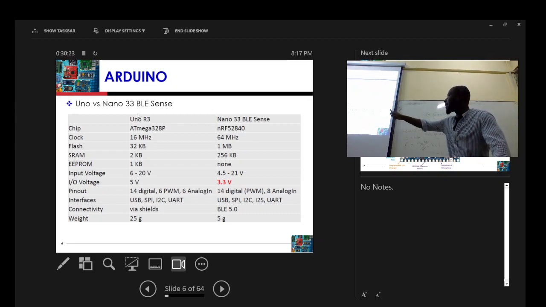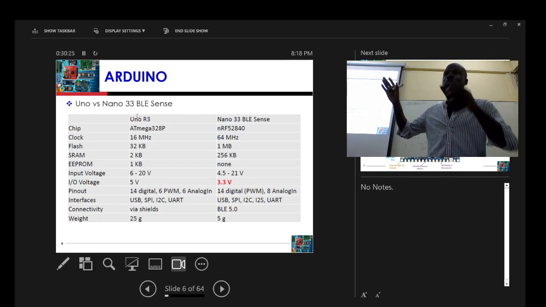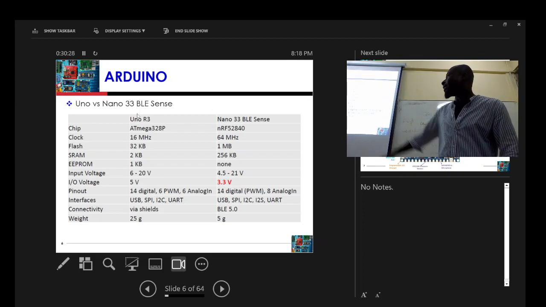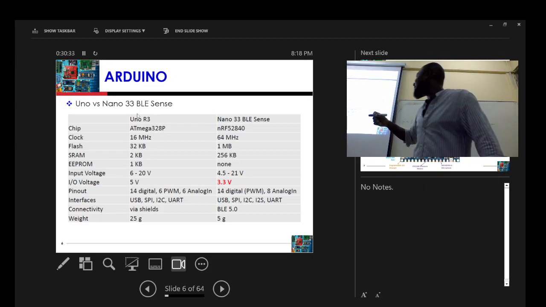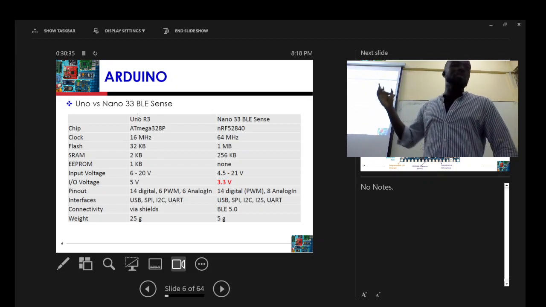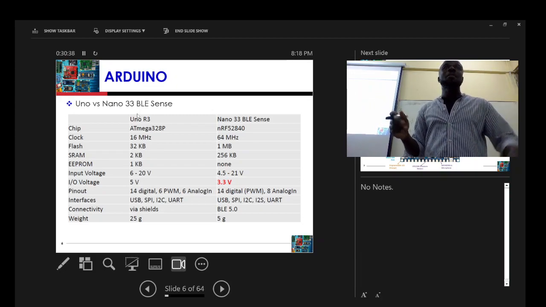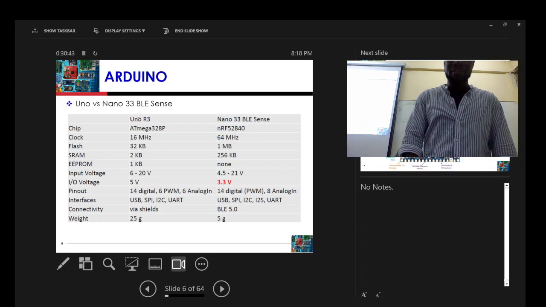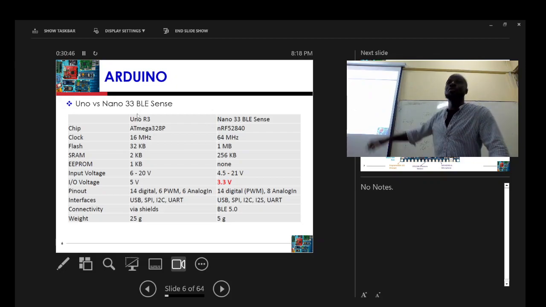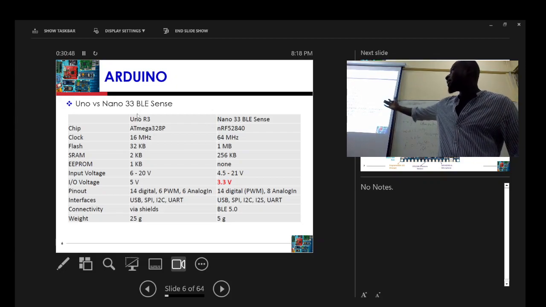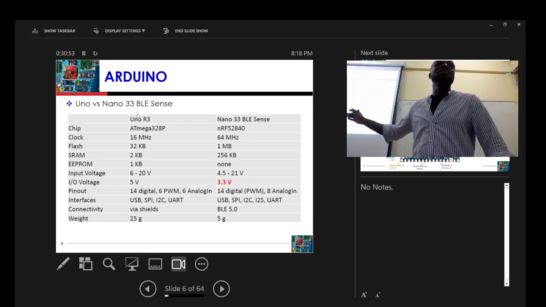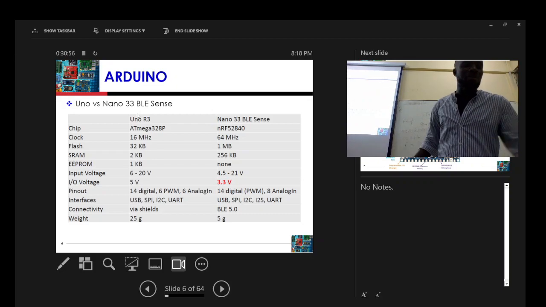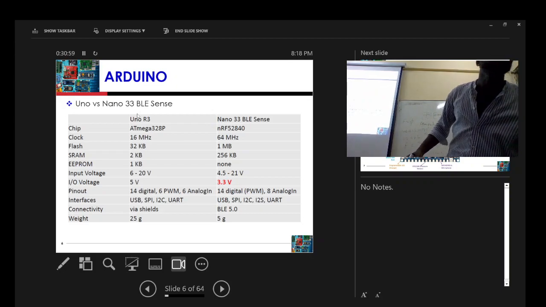Now, as I said, for the Arduino Uno, if you want to use Bluetooth, you have to connect it via a shield. But the Arduino Nano has Bluetooth 5.0 embedded on it, so you don't have to connect anything to it. You just have to learn how to use it on the board, and then you'll be fine. And then the weight: you know that the Uno is far bigger, so it will weigh more than the Nano. The Uno is 25 grams, while the Nano, this small thing, is just 5 grams.